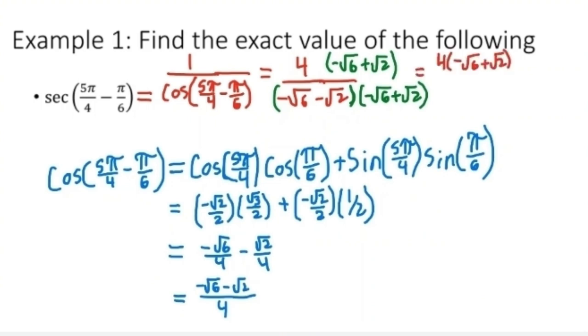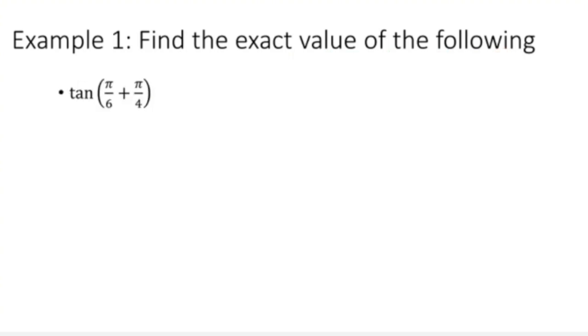In the top, in case we need to simplify, we'll keep that factored. In the bottom, we can FOIL, and when we FOIL, we'll get 6 minus 2. 6 minus 2 is 4, so the 4 in the denominator will cancel with the 4 in the numerator, giving us negative root 6 plus root 2 as the exact value of secant 5 pi over 4 minus pi over 6. Now we're going to find the exact value of tangent pi over 6 plus pi over 4.